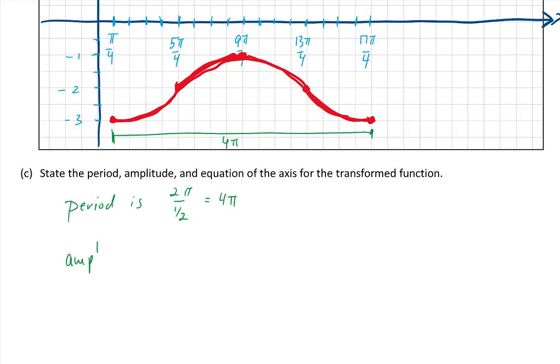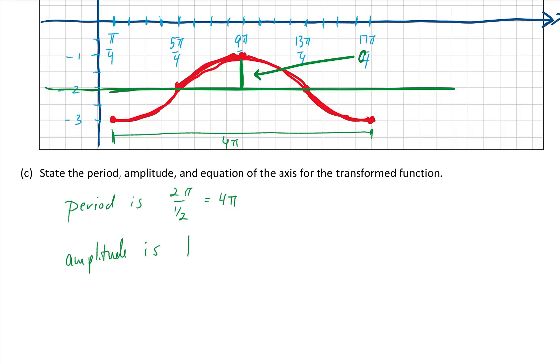The amplitude is the a value, so we see the amplitude in this one is 1. And if we were to draw the axis of the curve here, we would see that this amplitude here is 1. And we see that the equation of the axis is y equals negative 2.